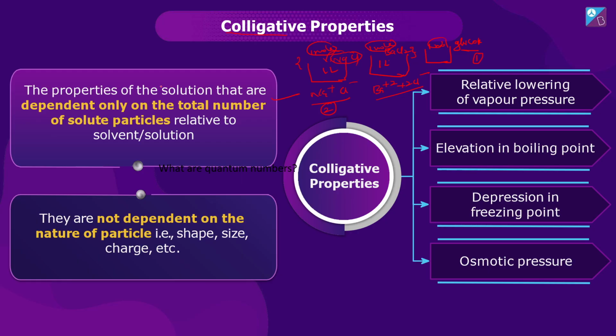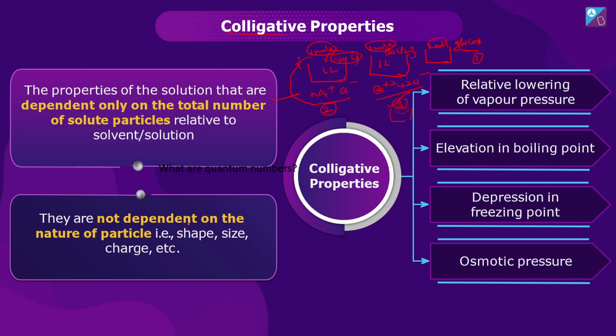So the properties of the solution that depend only on the total number of solute particles are called colligative properties. When we add 1 mole of NaCl, it produces 2 moles of particles. When we add 1 mole of BaCl2, it produces 3 moles. In which case will the vapor pressure decrease more? In the BaCl2 case, because more solute particles will be there, so solvent molecules will be fewer, and the vapor pressure will be lower.